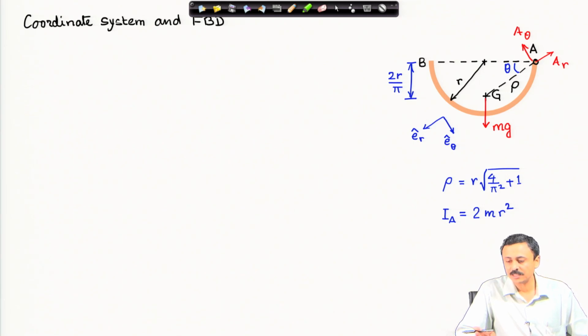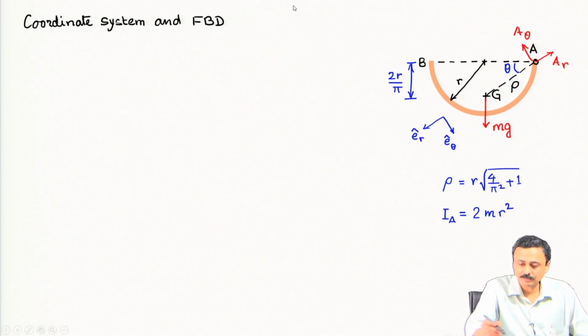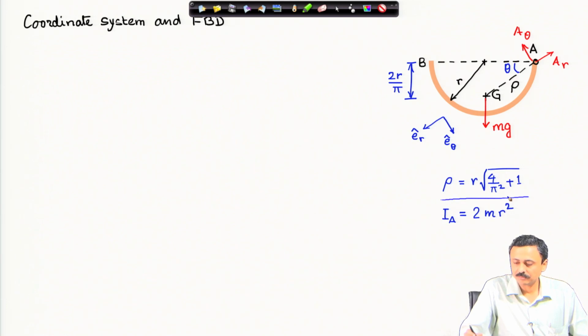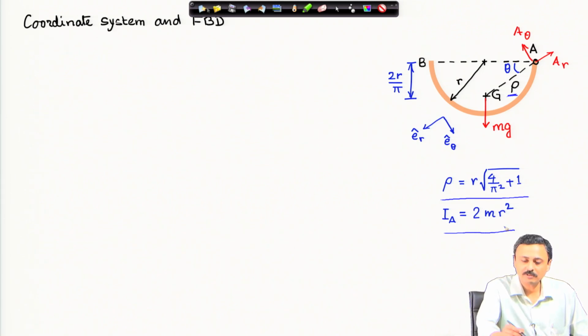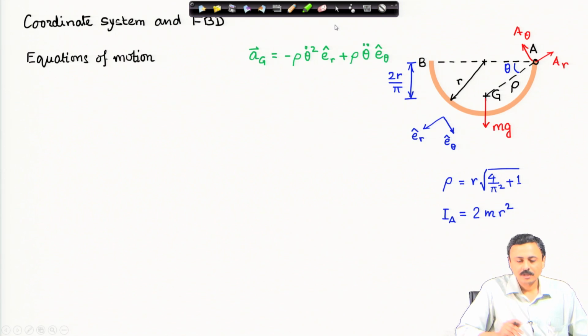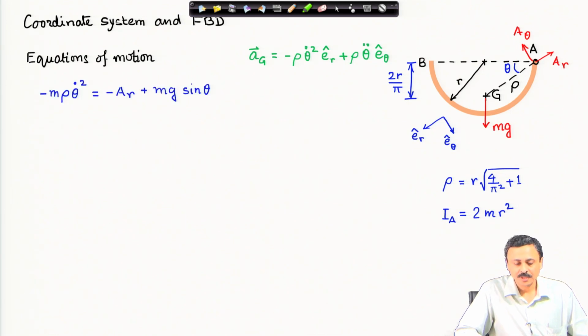The free body diagram has the weight of the ring and the reaction forces. Again, the reaction forces at the hinge A I have resolved in the e_r and e_theta directions. I can calculate these distances. Rho is this distance AG, and we will also require the moment of inertia about A in our calculations. For the translational dynamics, I need only the acceleration of the center of mass.